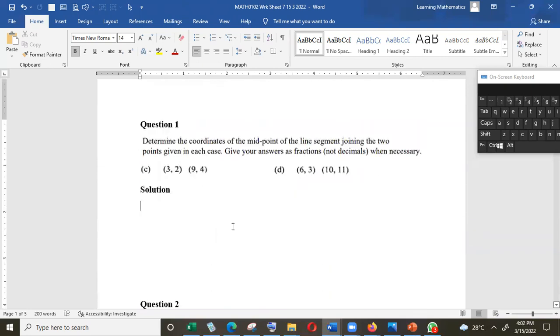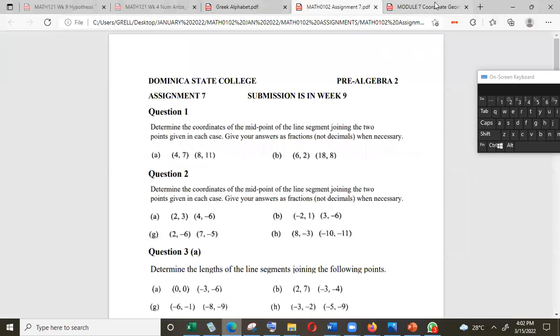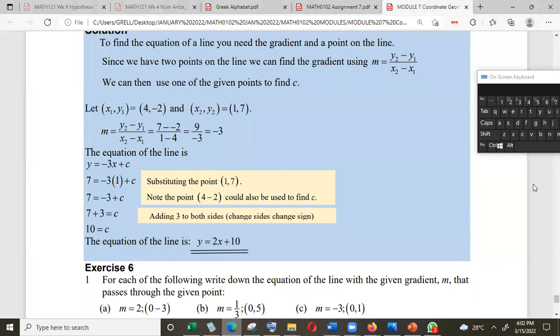And we're starting with question number 1. Question number 1 says determine the coordinates of the midpoint of the line joining the 2 points given in each case. Give your answers in fractions, not decimals when necessary. The midpoint of the line. Okay, so the line we talked about in module 7 is a straight line which can have a middle point, the point in the middle of that line.